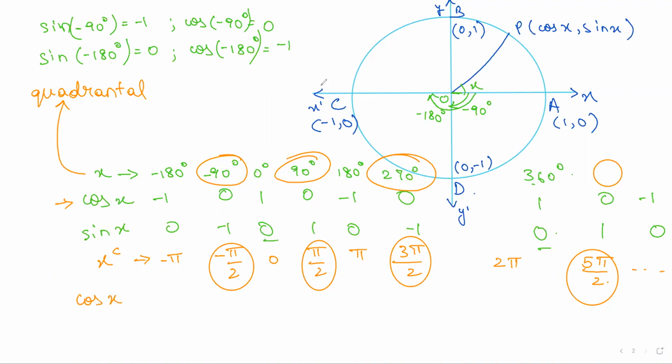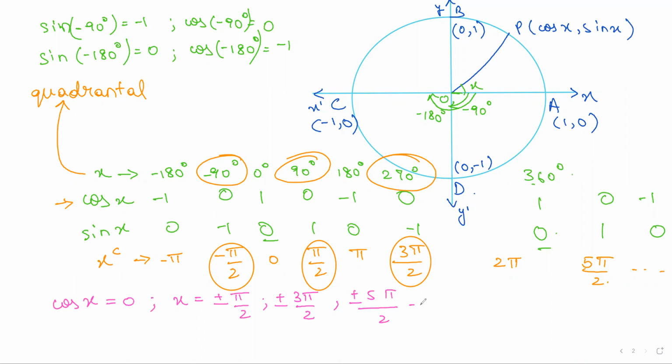Cos x is equal to 0 for which values of x? Then x is equal to minus pi by 2, pi by 2. So can you write plus minus pi by 2? What value is this? 3 pi by 2. So definitely for minus 3 pi by 2 also your cos value will be 0. Plus minus 3 pi by 2. For which other values? Plus minus 5 pi by 2, and so on.